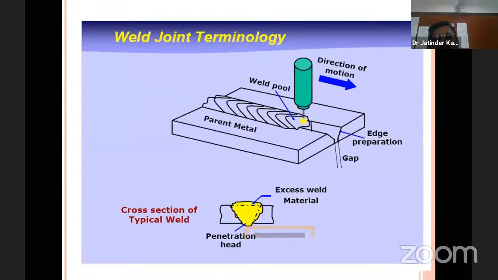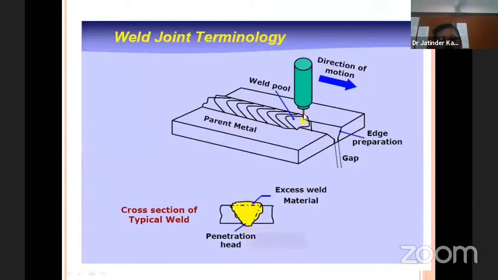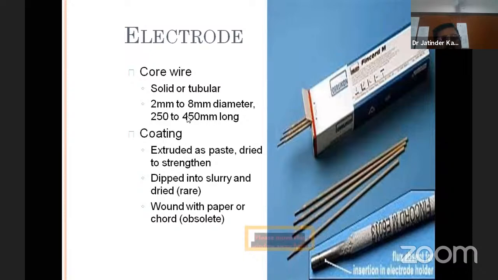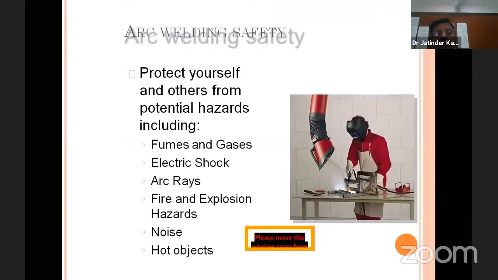So what is welding? These are two components. These are parent metals and this is the weld pool, right? The filler rod is there. This is the weld pool that is melted and filled in the joint, in the grooves. After that, these are the electrodes. Electrodes are used for welding, right? So what is an electrode? Whether they are coated, because you cannot think of welding without electrodes, welding electrodes, right? And coding of electrodes. These questions are generally asked in Viva Voce, right?